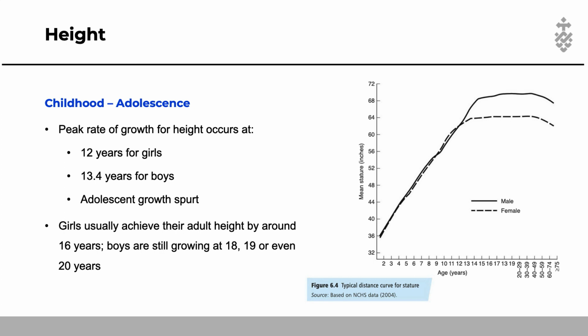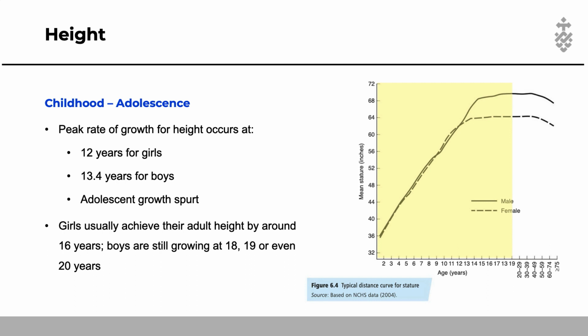Okay, so let's have a closer look at height now. This figure shows the typical curve for height across the lifespan. So if we have a look at childhood to adolescence firstly, this highlighted section here, there's a pretty linear rise in height from birth until early teenage years. Now, the adolescent growth spurt causes the greatest rate of growth in height. And this is referred to as the peak rate of growth. So it's where we're growing at our fastest rate.